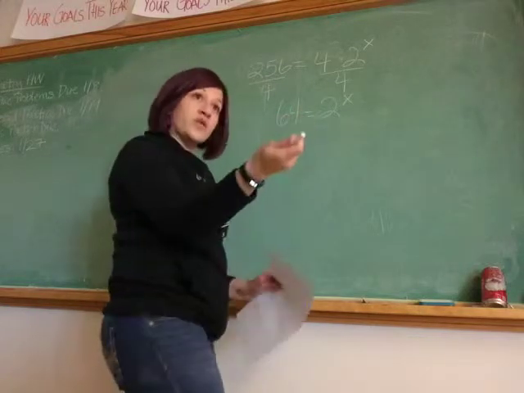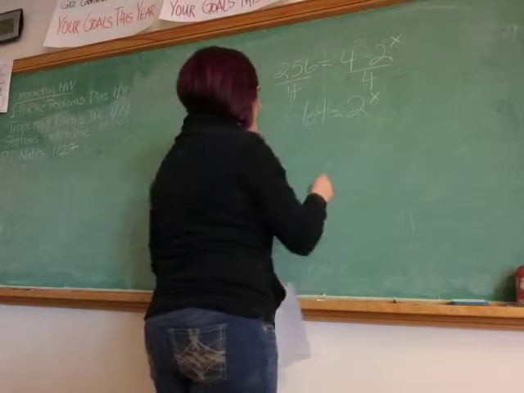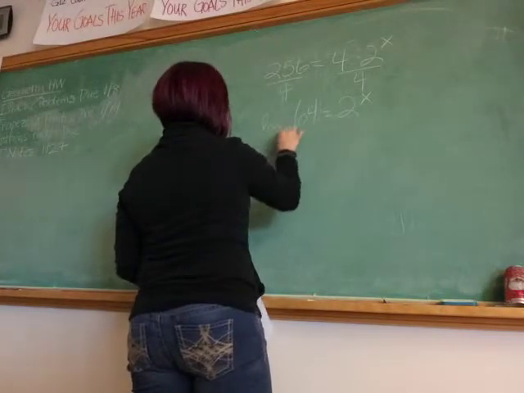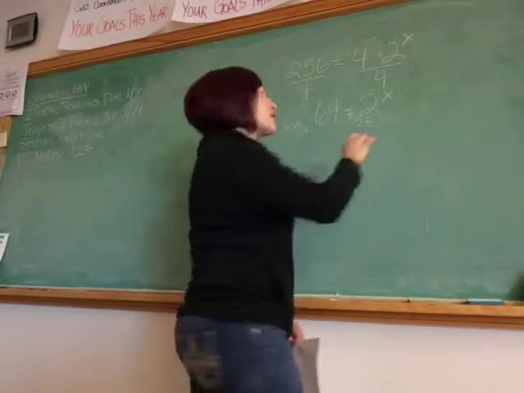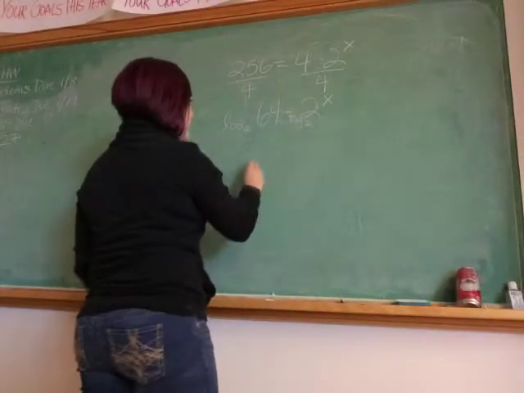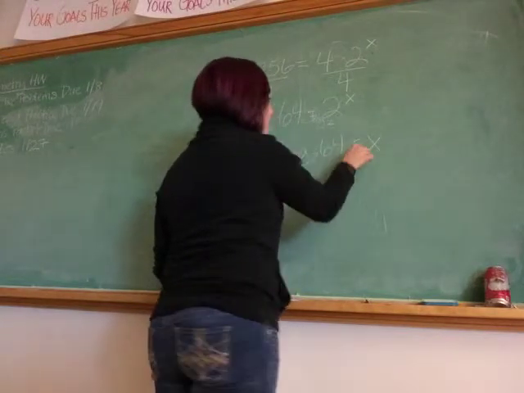I could do that. That's one way I could solve this. But they want me to express it in logs. Okay? So I'm going to take log base 2 of both sides. Is that okay? Right? Because log base 2 is the inverse of 2 to the x. So I have log base 2 of 64 is equal to x.